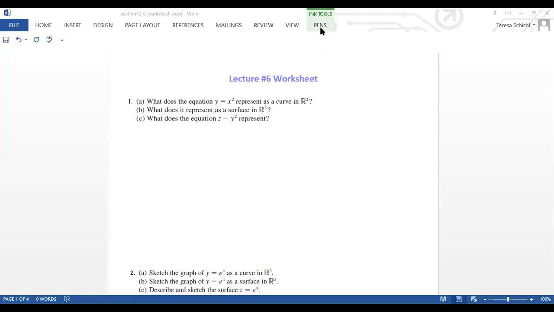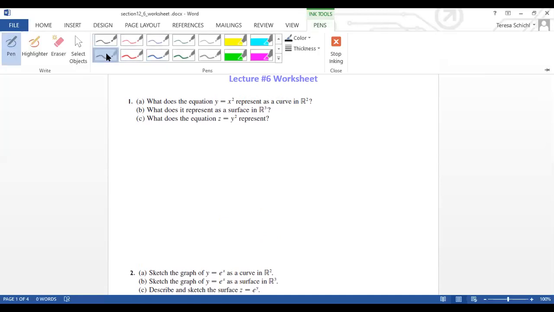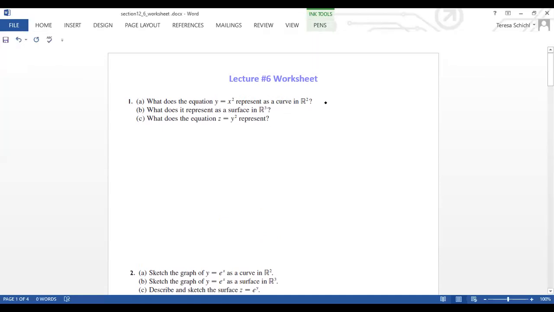And so problem number 1, the first problem asks, what does the equation y equals x squared represent in R2? Oh, this is easy. We know this is our quadratic formula, right? So the quadratic gives you what? Gives you a parabola, right?